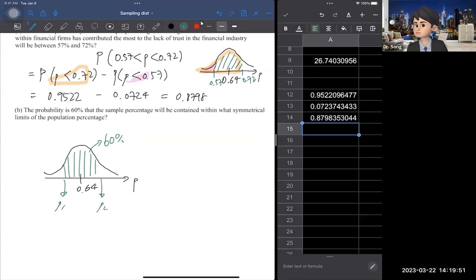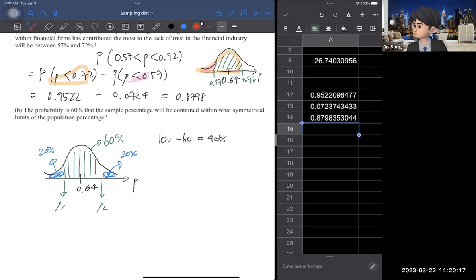But given that the normal distribution is symmetric, I also know that this shaded area here is 20%. Why is it 20%? Well, 100 minus 60%, we have 40%, and you divide by 2. Why do I need to divide by 2? Well, we have the left one and the right one. So the left one is 20% and the right one is 20%. Okay, now we can find it.